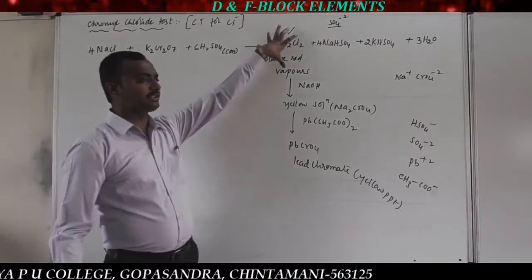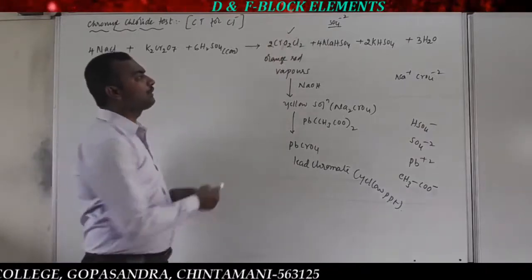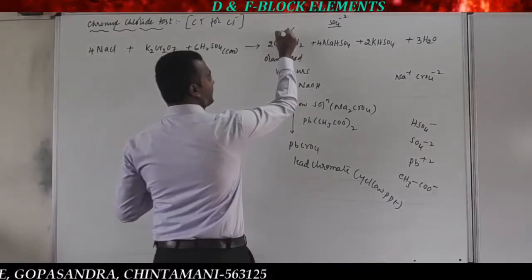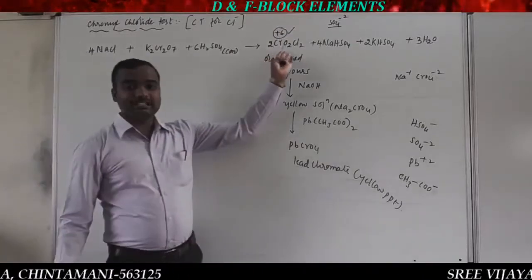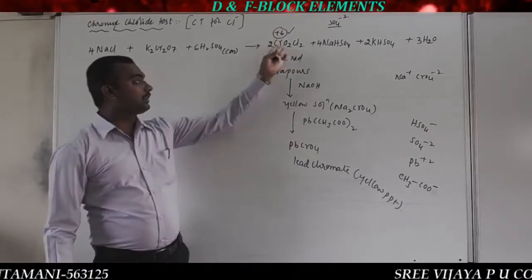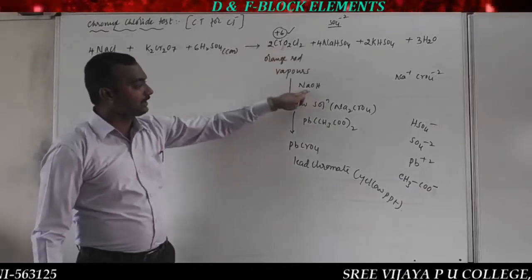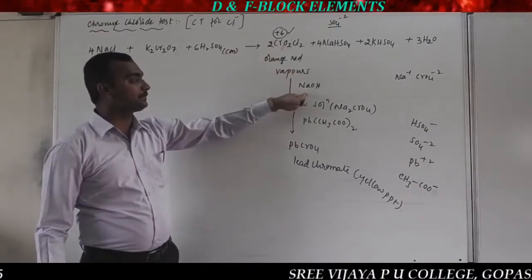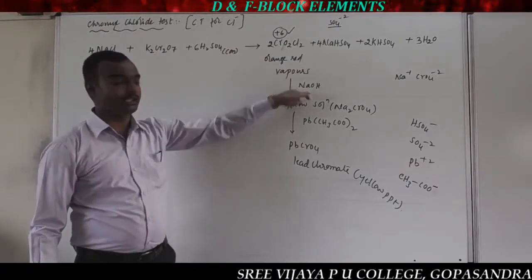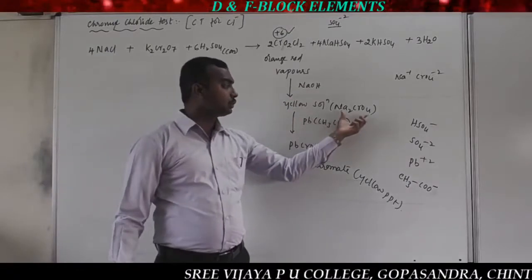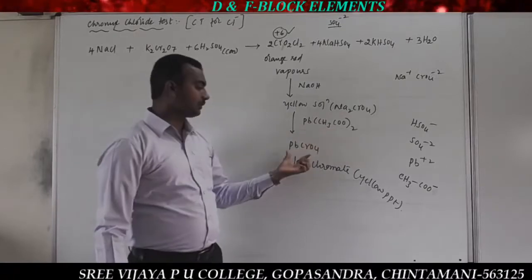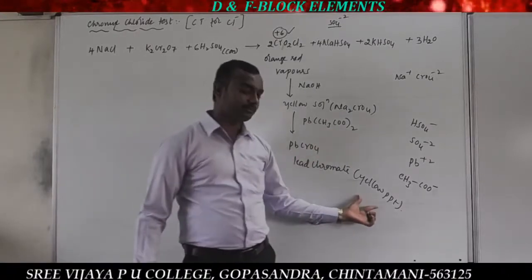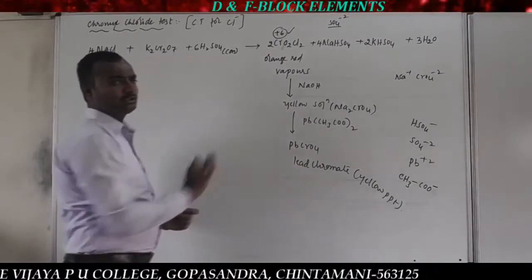Chromyl chloride is also a very good oxidizing agent. Calculate the chromium oxidation state here, and again we get +6, so it also acts as a very good oxidizing agent, which we use in organic chemistry. Then what did we pass it into? Sodium hydroxide. When the orange-red vapors of chromyl chloride are passed, we get a yellow solution due to the formation of sodium chromate. To this we add lead acetate, and we get yellow crystals of lead chromate. This is the complete chromyl chloride test.